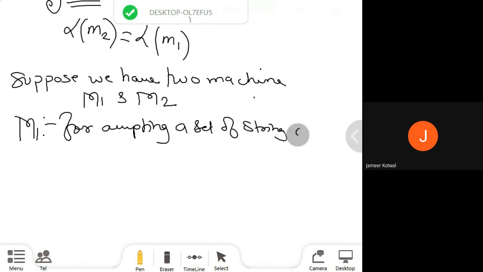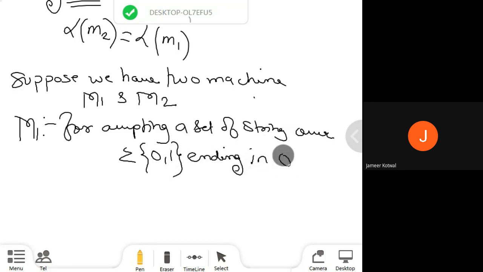over the input, that is 0, 1, ending in 0, 1. तर हा फर्स्ट मशीनचा लँग्वेज आहे. What does it say? You are going to draw a transition diagram in such a way that it should end with 0, 1. We have seen this example.